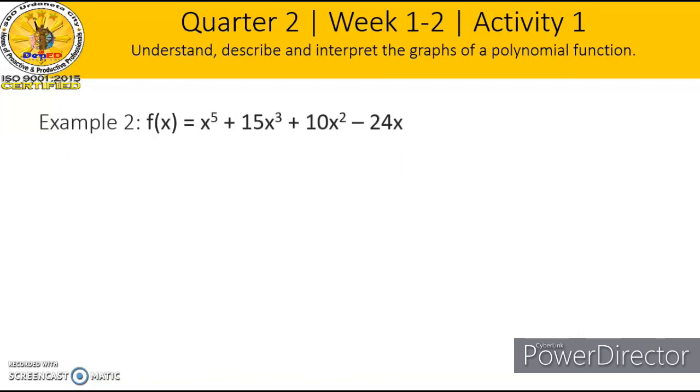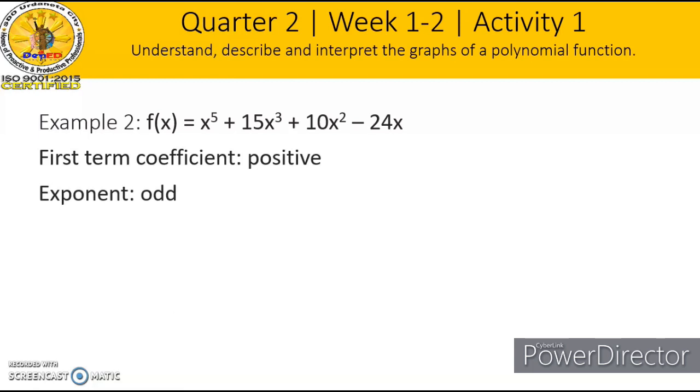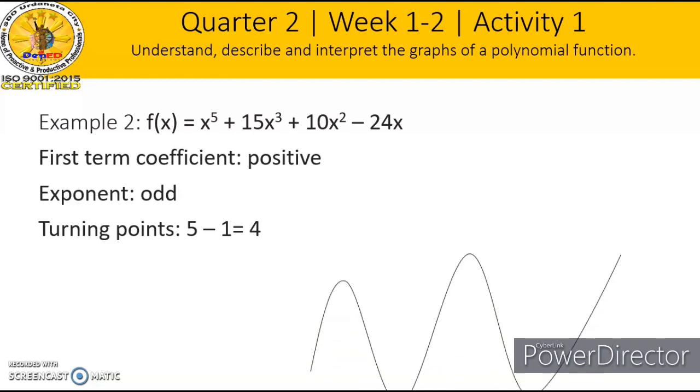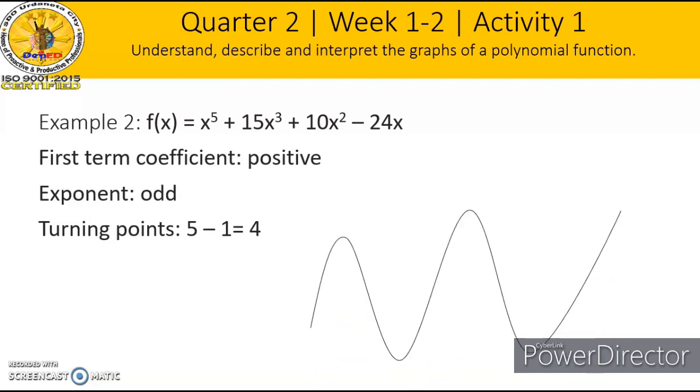We have the second example. The first term coefficient is positive. The exponent is odd. So we have the exponent of 5 minus 1, so we have 4 turning points, and we have the graph looking like this.